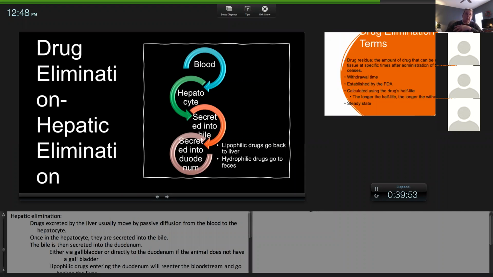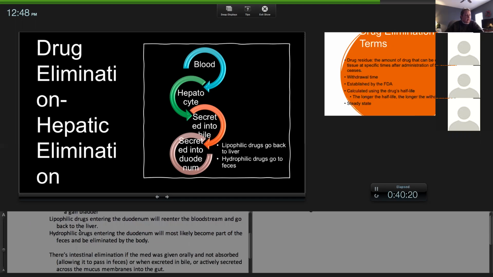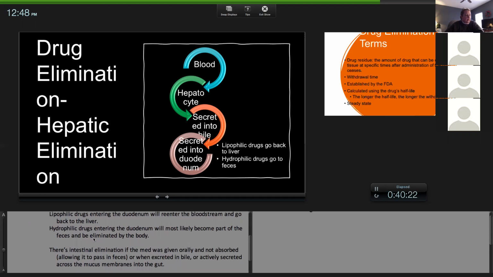Now, if a drug that enters that lumen is lipophilic, it's usually going to get reabsorbed into the bloodstream and go back to the liver. It can get resent to the bile. Or if it's hydrophilic, it typically stays within the feces and is then excreted out. So you've got the hepatocyte, the bile, and hydrophilic versus lipophilic.